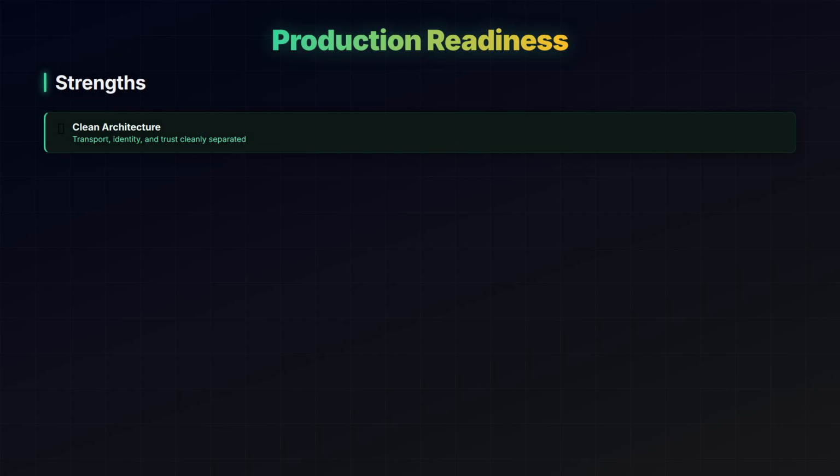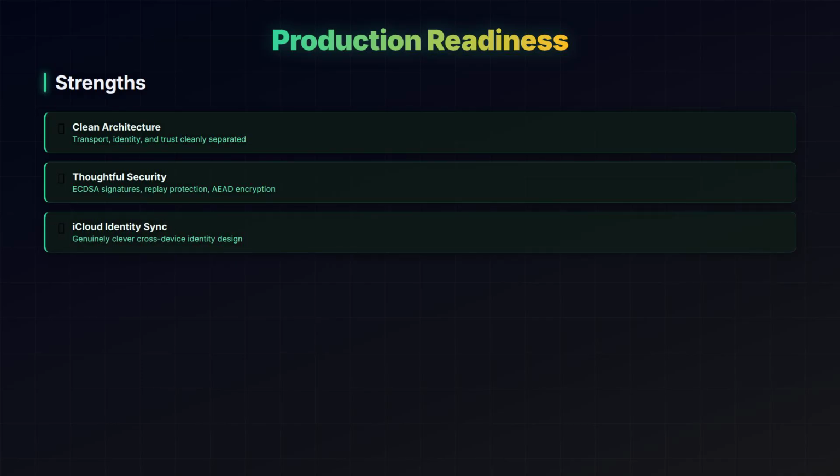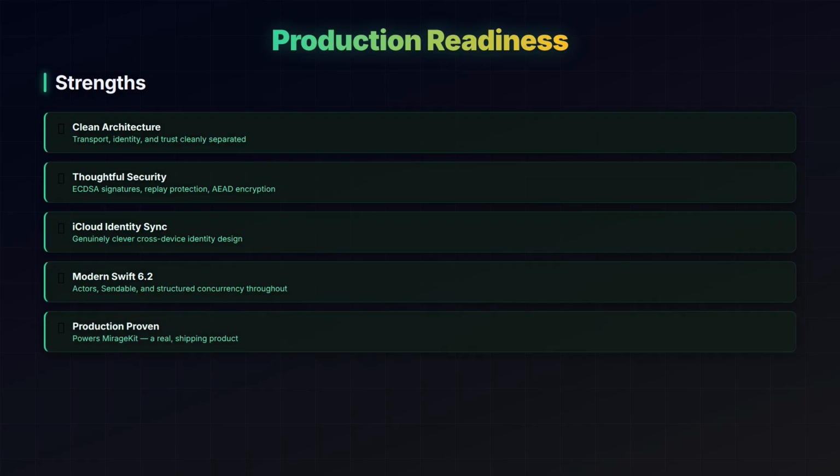There are clear strengths. The architecture is clean with good separation between transport, identity trust, and application logic. The security design is thoughtful with ECDSA signatures, replay protection, and AEAD encryption. Where it matters, the iCloud Keychain identity sync is genuinely clever. The code uses modern Swift 6.2 with actors, Sendable conformance, and structured concurrency throughout. The diagnostic system is comprehensive with a sink-based architecture that has a fast path skip when no sinks are registered. And most importantly, this code powers MirageKit, which is a real shipping product.